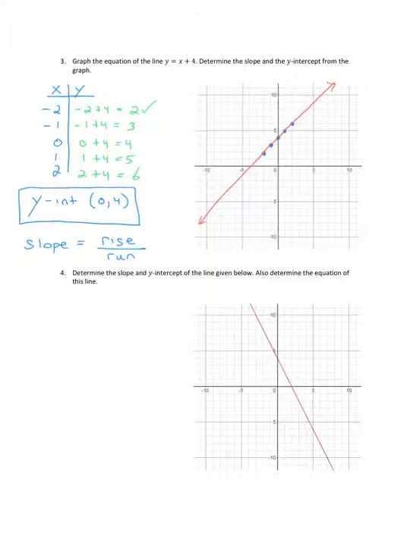The slope of this line, using that definition, would be 1 over 1. The run is go over 1. The rise is go up 1. And more simply, you could just say that the slope is equal to 1.